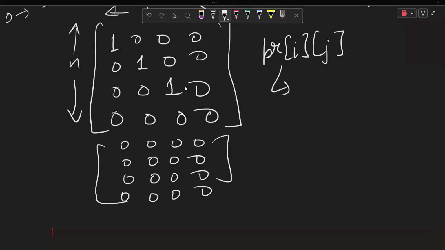Yeah, you can also do total count of 1 minus total count of 0. That also you can do. You can take two prefix arrays, one having count of 1, one having count of zeros, and subtract them. That's also okay.